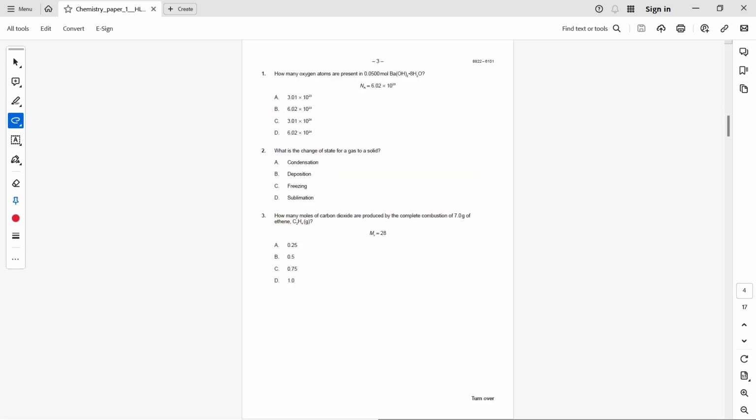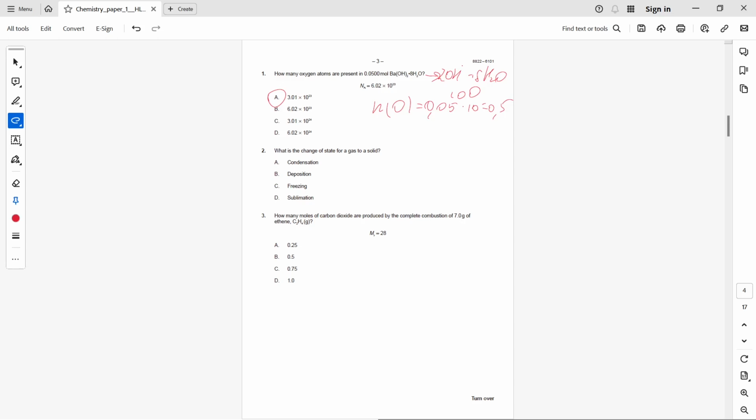So for the first question, we need to find how many oxygen atoms. As we can see, this molecule has 2 oxygen atoms in OH and 8 oxygen atoms in water, so it's a total of 10 oxygen atoms. So the amount of oxygen atoms would be 0.05 times 10, 0.5, and multiplied by 6.02, it's going to give us 3.1.